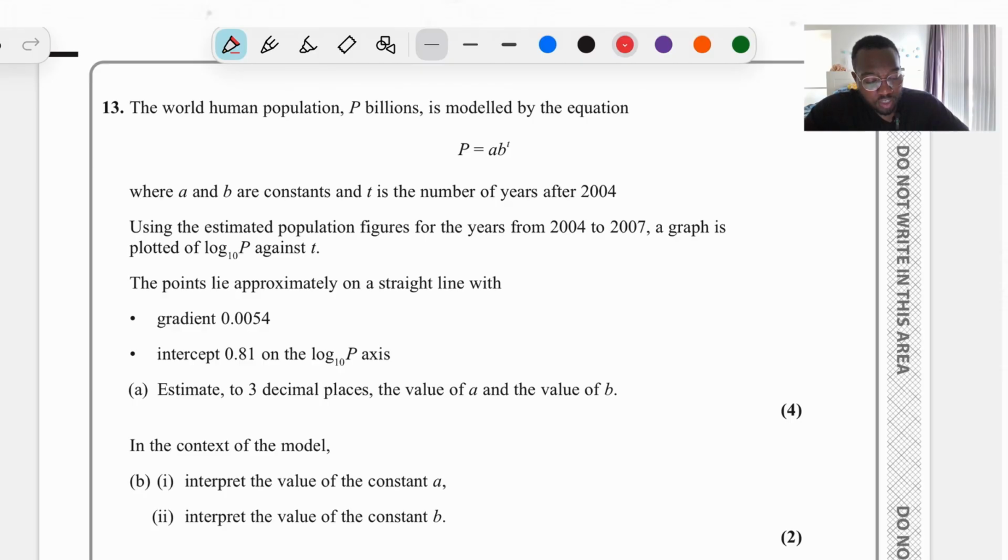Okay, so question 13, we have the world human population, P, which is in billions, modeled by this equation. P is equal to A times B to the power of T, where A and B are constants and T is the number of years after 2004. Using the estimated population figures for the years from 2004 to 2007, a graph is plotted of log base 10 P against T. We're told that the points lie approximately on a straight line with a gradient of 0.0054 and intercept 0.81 on the log base 10 P axis. Then we need to estimate to 3 decimal places the value of A and the value of B.